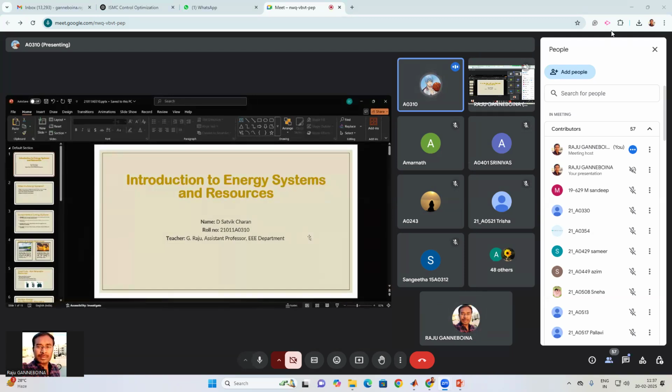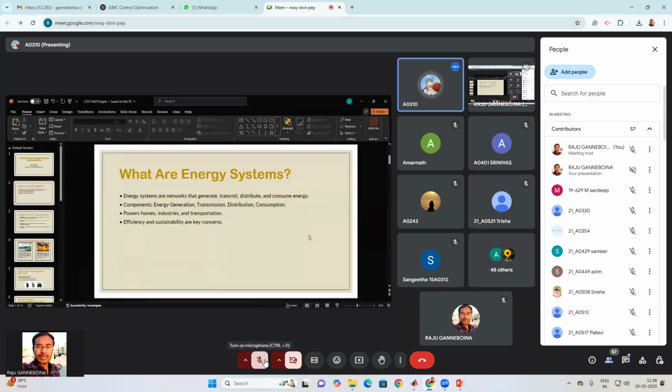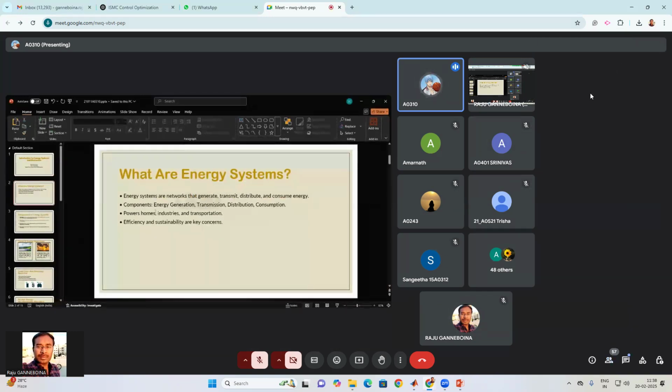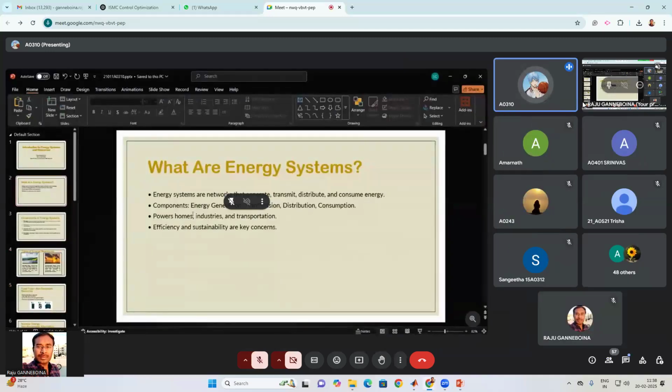I'm from Mechanical Department. And my topic is about introduction to energy systems. Let's start. What are energy systems? Energy systems are fundamentally the generation, transmission, distribution, and consumption of energy. So all these together constitute the energy system. And there are mainly four components: energy generation, transmission, distribution, and consumption, which we'll look into in the next slide. Basically, energy systems are used to power homes, industries, and the transportation sector. So, sustainability and efficiency are key concerns in energy systems.